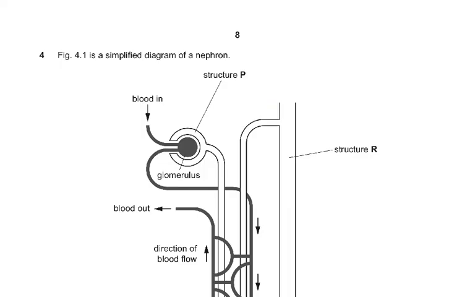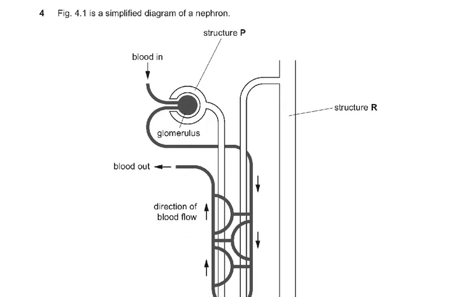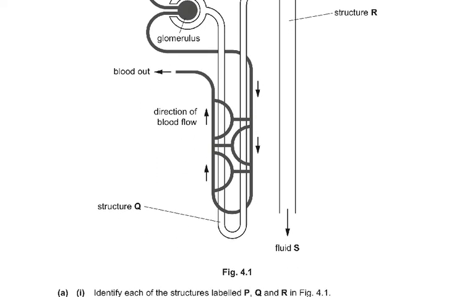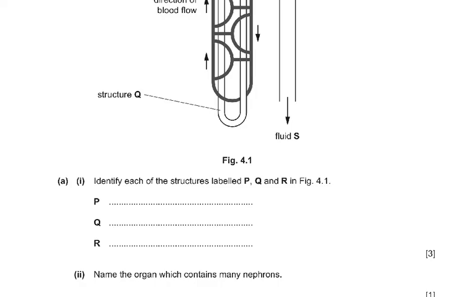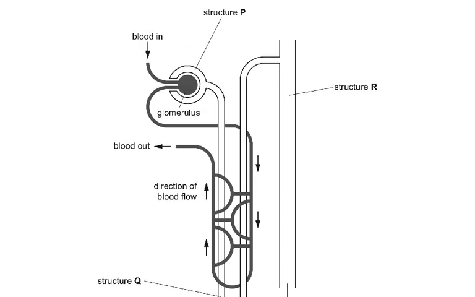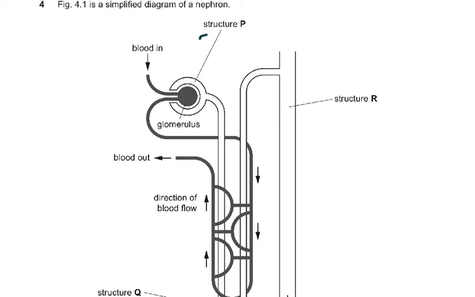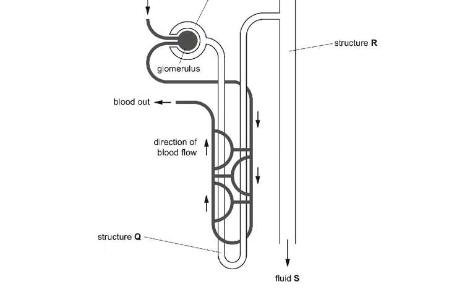Question number 4, figure 4.1 is a simplified diagram of a nephron. Structure P, structure R, glomerulus, direction of flow Q. Identify each of the structures labeled P, Q, and R. Now, what is P? P is the Bowman's capsule. You can see here P is the Bowman's capsule. Then Q is this. This is the loop of Henle. You can see this is the loop of Henle. Then R is the collecting duct, which is going to carry all this, and finally is going to come out of the kidney into the ureter.